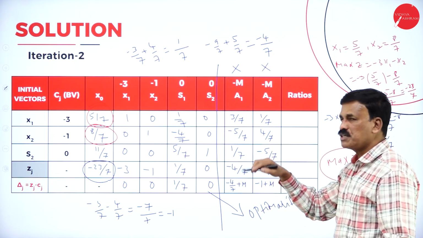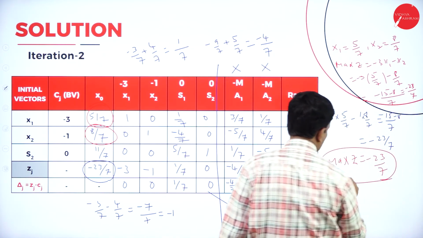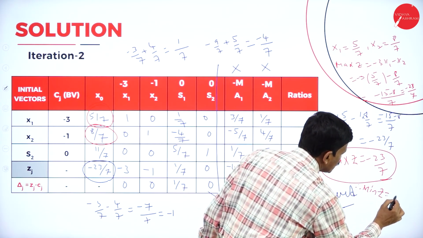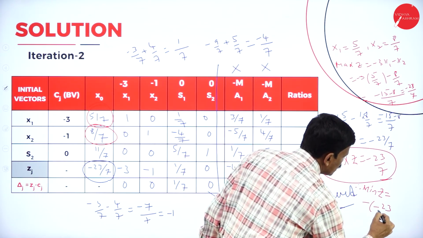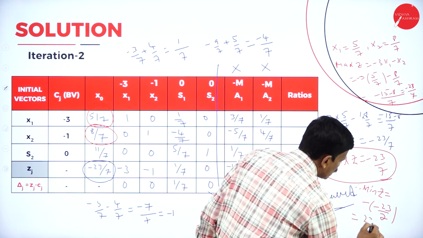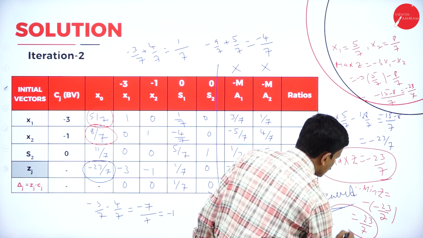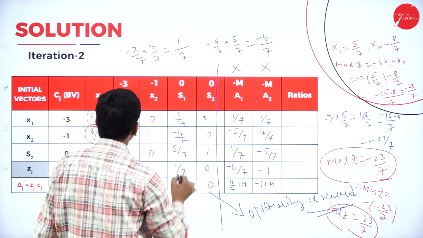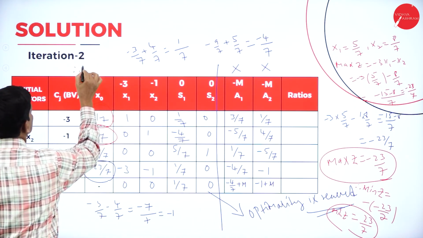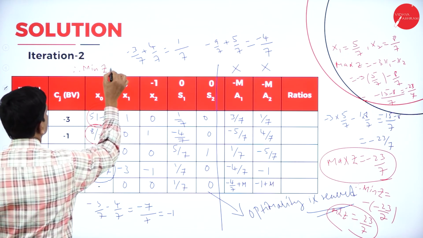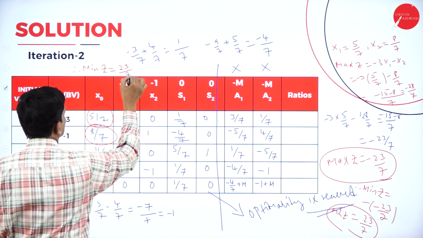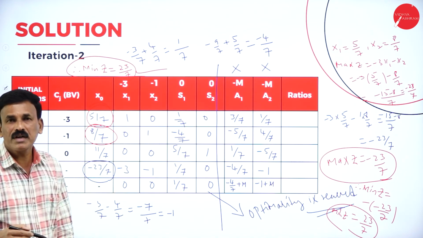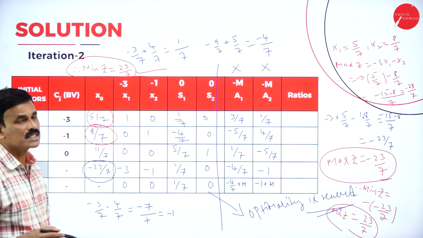Since what is required to find is the minimum value, therefore we multiply by negative sign. Therefore the minimum of z is equal to minus of minus 23 by 7, which is plus 23 by 7. This is the required answer. So the minimum of z is equal to 23 by 7. This is the required answer. So the required answer is 23 by 7.